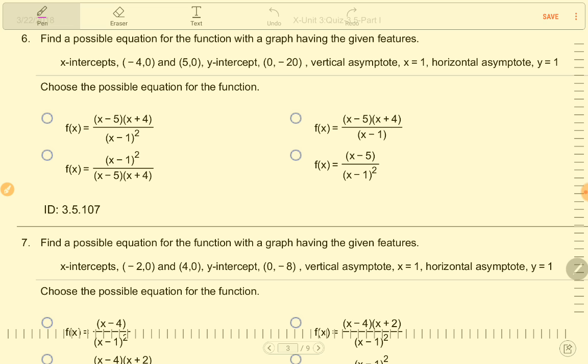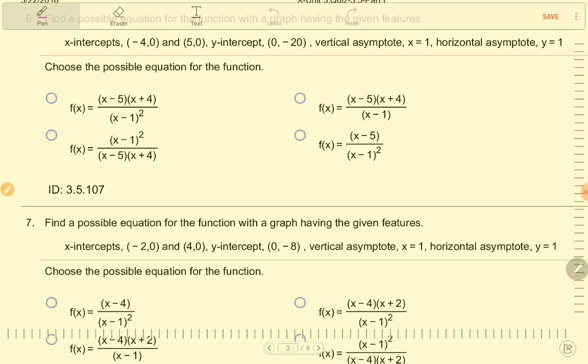X-intercepts are zeros of the function, and the function will be 0 if the numerator becomes 0, since we're dealing with a rational function. So I think we would be looking for a function f of x that has x plus 4 and x minus 5 in the numerator. Because then if you plug in -4, you'll get 0 for y. And if you plug in 5 for x, you'll get 0 for y.